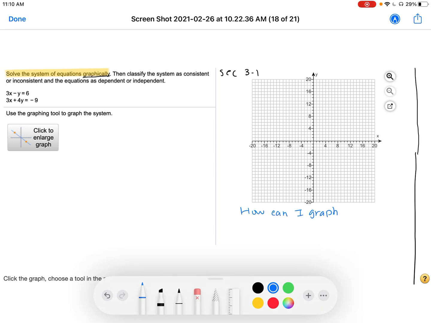And you have so many tools in your mathematical toolbox. So first, you can do a chart. You can create an X, Y chart and pick points for X and plug them in and your answer will be Y. Second, you can use your X and Y intercepts.